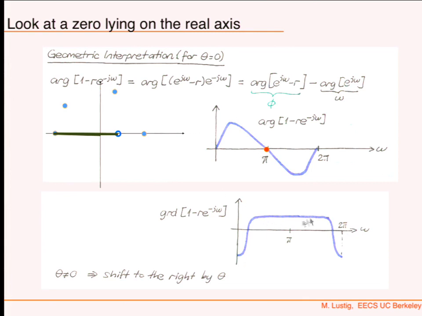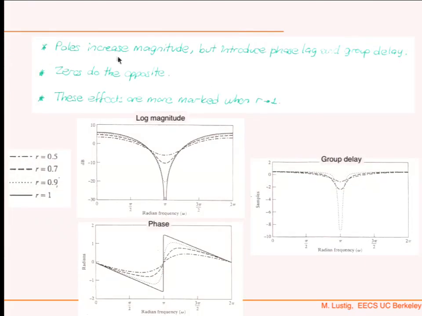Yeah, and here they'll have again a certain delay. So it depends on what frequency your pulse is, it's either going to advance, delay, and so on and so forth. The idea is that when you have poles, they increase the magnitude, but introduce a lot of phase lag and group delay when you do this.